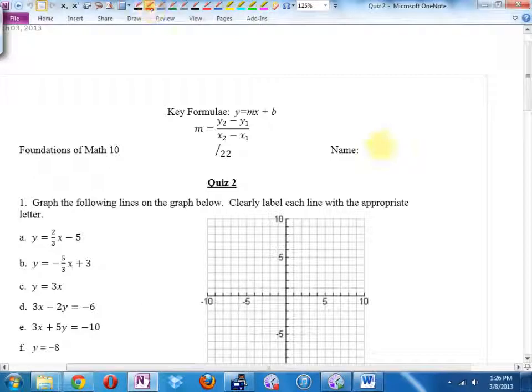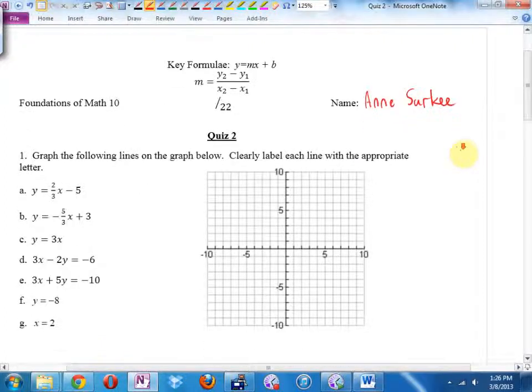Answers to quiz 2. Mark your own. Here we go.